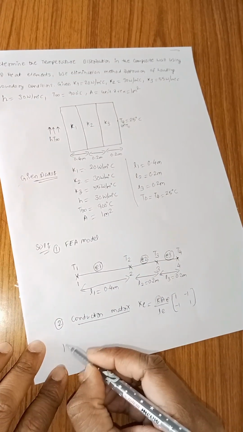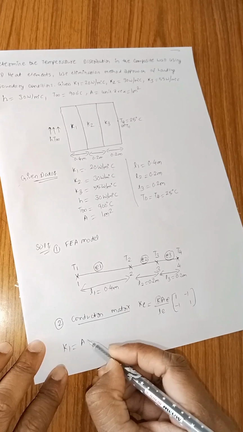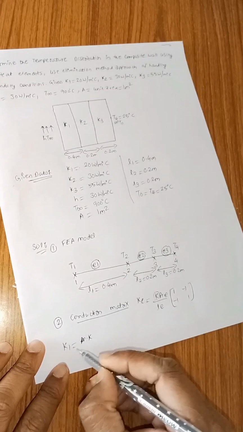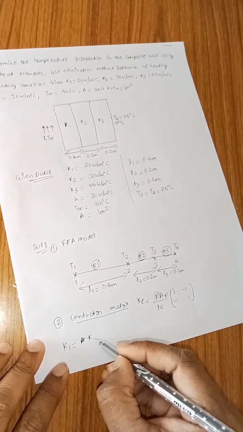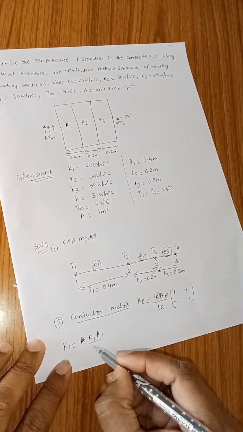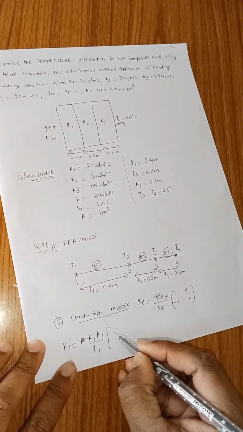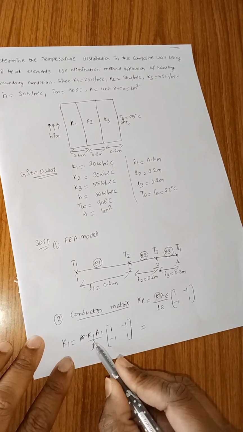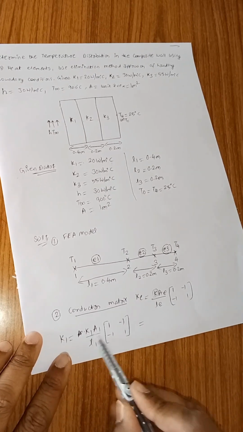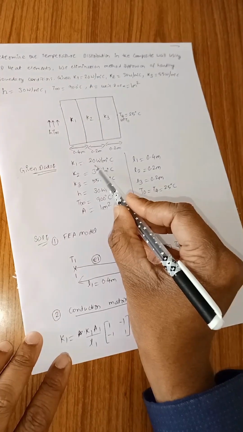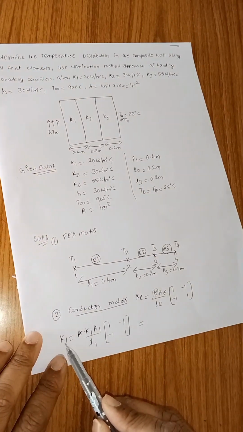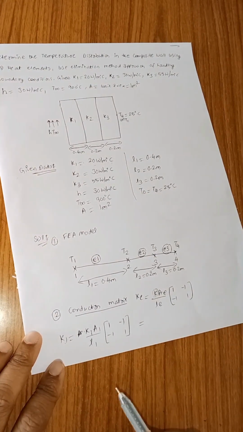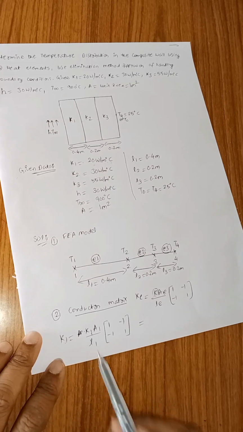So like that I'll just try to write it. Small k1 equal to capital K1 into A1 divided by L1, times [1 -1; -1 1]. Here, as I told you, this capital K1 is the thermal conductivity, which is given in the problem, while this small k1 is the stiffness matrix. So in heat transfer, don't get confused with this. This is very, very important.